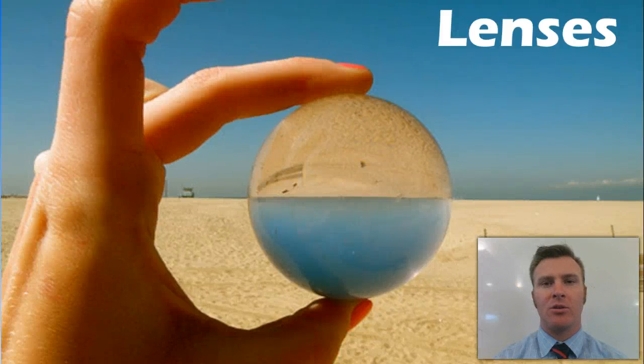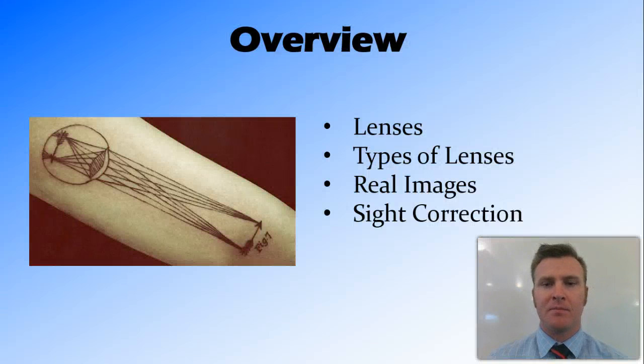In this video, we're going to look at lenses. We're going to look at what lenses are, the two main types of lenses. We'll talk about real images, as well as how lenses can be used for sight correction.